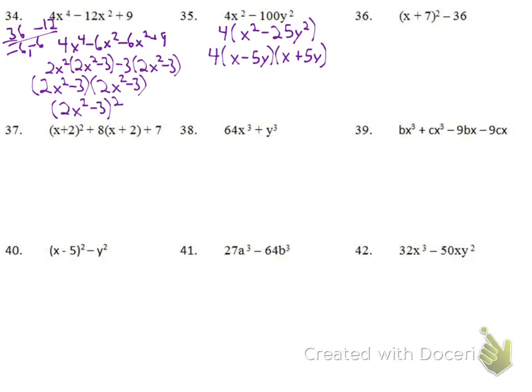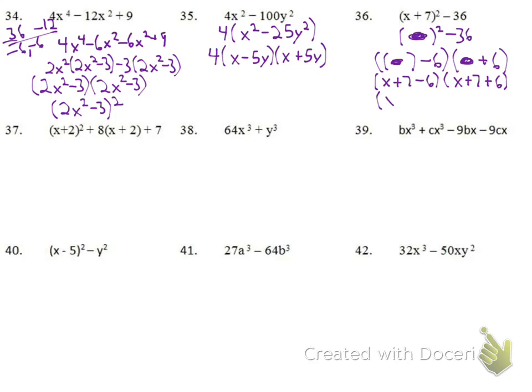36. Let's treat x plus 7 as just a term. If you want to call it a or b or y or something, probably other than x would be good. If we look at it as just that, we can factor this in the form of whatever you call it, minus 6 and then plus 6. So we factored it down. Now we put x plus 7 back in, and we can actually simplify. We get x plus 1 and x plus 13.